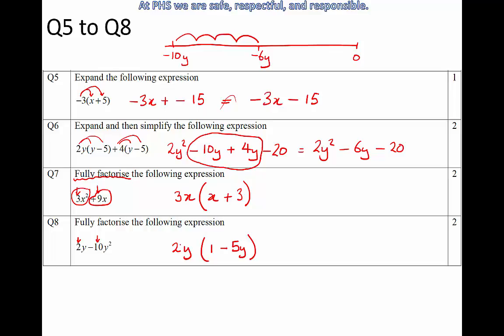Okay, so again, how can I check? Well, if I expand that, I need to get back to my original expression here. All right, let's keep going.